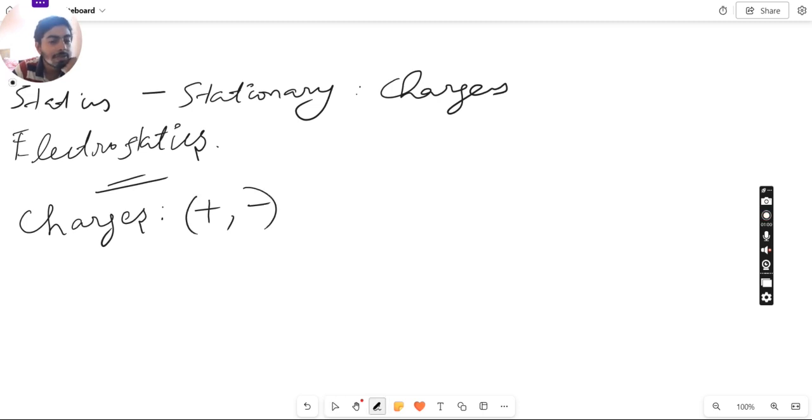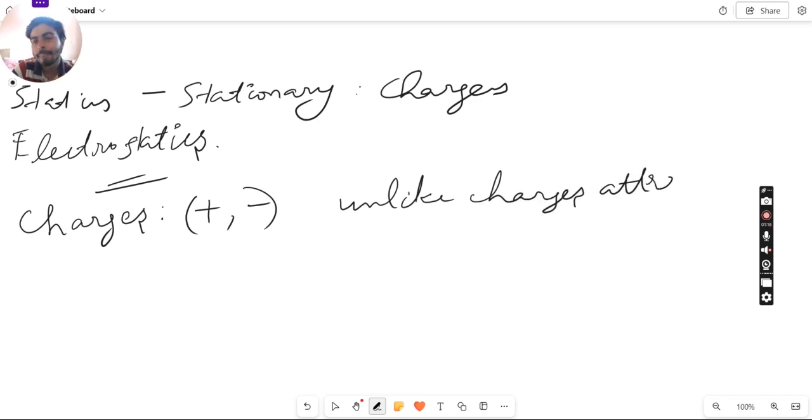Now what happens when these positive and negative charges are near each other? The positive and negative charges get attracted to each other. That is, unlike charges attract, and like charges repel.